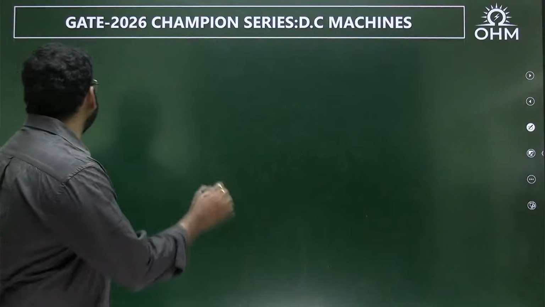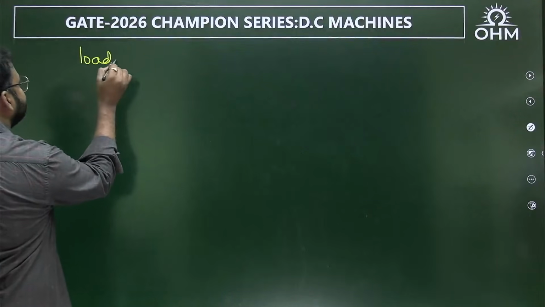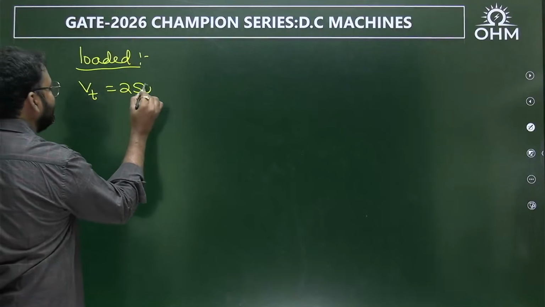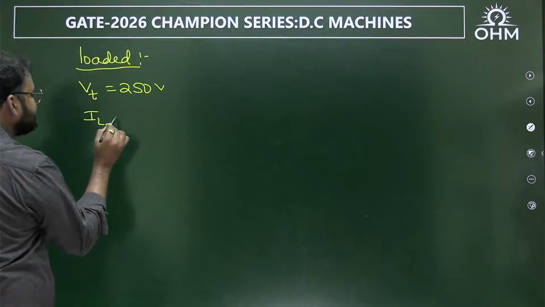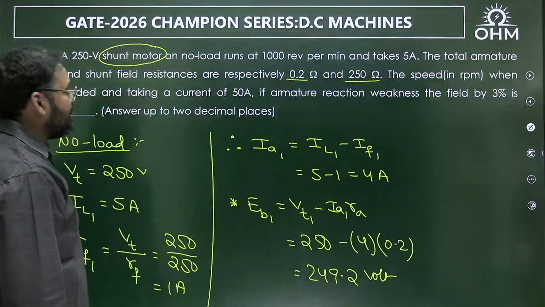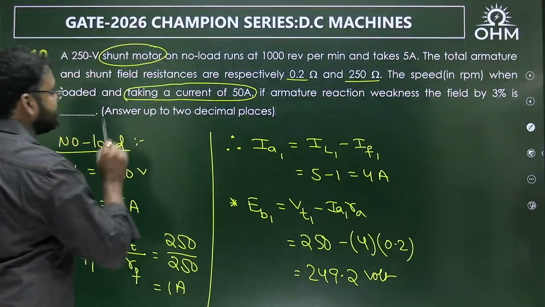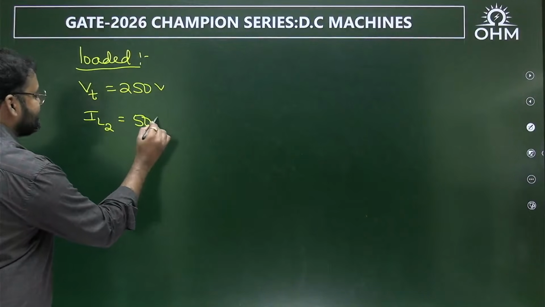Now let's move to the second case, which is the loaded condition. During a loaded condition, once again the terminal voltage was 250 only, but this time the machine will draw more current because the load is connected. How much current was drawn by motor? Taking 50 ampere this time. Okay, so the current was 50.